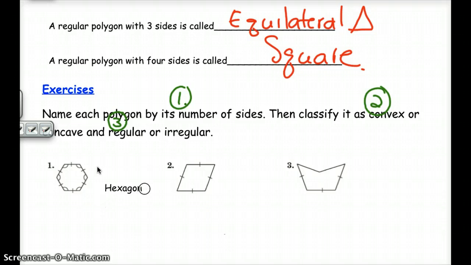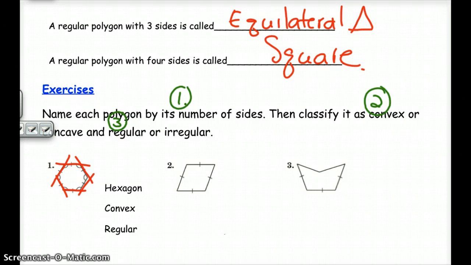A hexagon. All right, now I'm looking for convex or concave. I can see that all of my sides are jutting out, but if I want to use the line trick, when I extend all my lines, they're all going on the outside, so this would be convex. And then the last thing is, is it regular or irregular? All of my sides are equal and all of my angles are equal, so that would be regular.